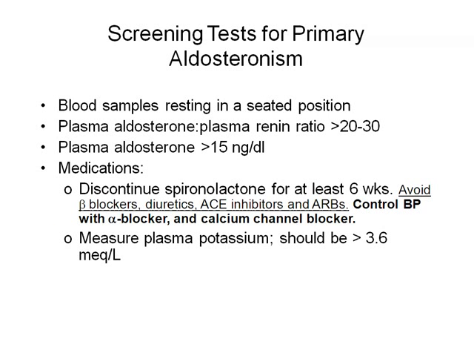So, how do you collect the samples? Well, they suggest that you collect them in a seated position, and generally you're looking for an aldosterone to exceed the renin at a ratio of 20, or some say 30 to 1. So it's variable. You also want to have a substantial amount of aldosterone in the peripheral blood, and the general consensus is somewhere around 15 nanograms per deciliter.